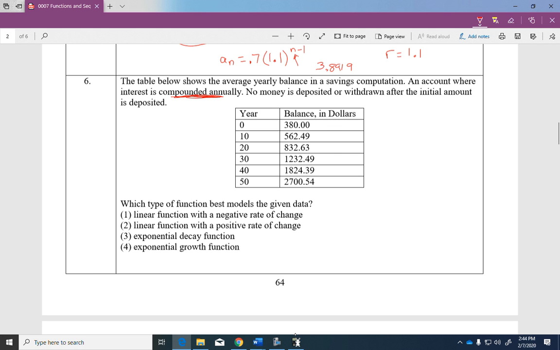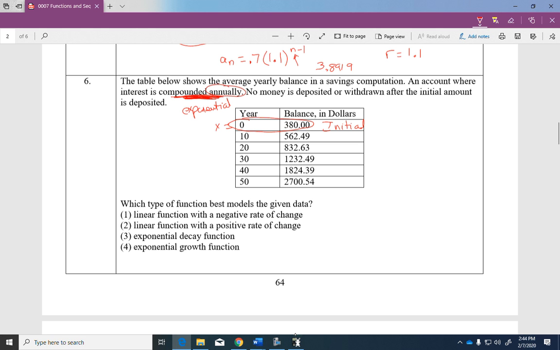Number 6. The table below shows the average weekly balance in a savings account where interest is compounded annually. We talked about compound interest being exponential. Annually means yearly. No money is deposited or withdrawn after the initial amount. Right here is your initial amount. It is when x equals 0. Therefore, this is the y-intercept.